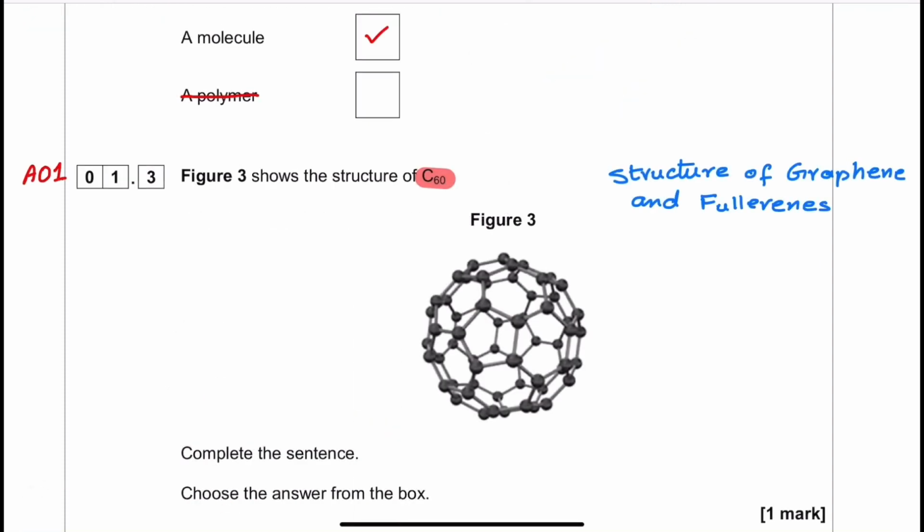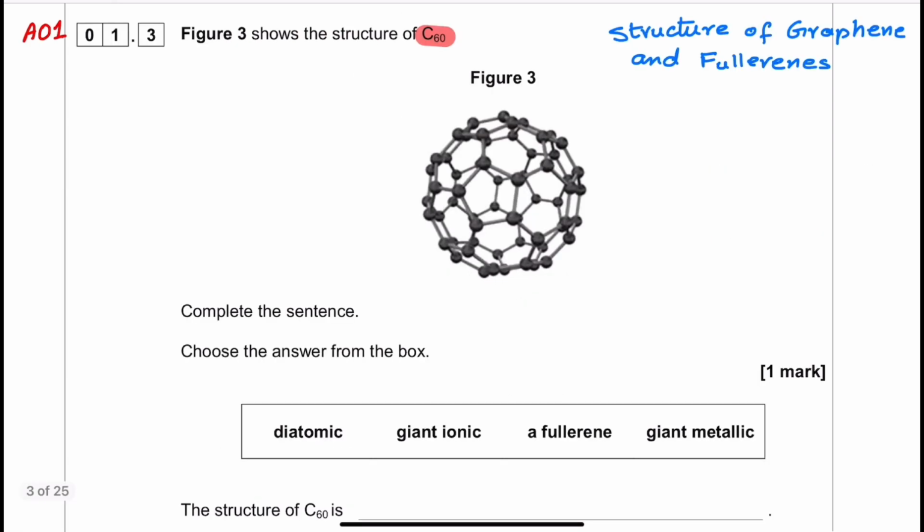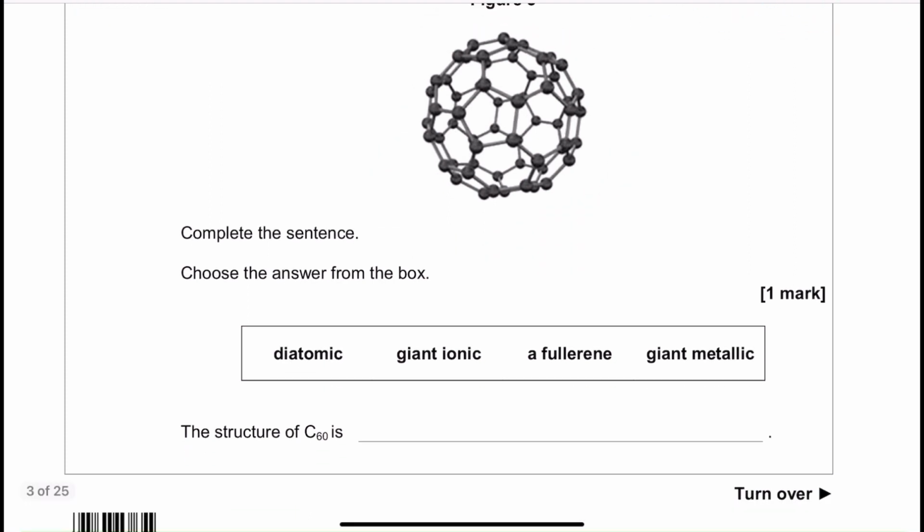Question number 1.3. It is an AO1 question. Figure number 3 shows the structure of carbon C60. This question is from graphene and fullerene. So this is a structure in which the particles are present here, which are highlighted. They are carbon atoms, and it is a hollow ball structure. If you look at the question, complete the sentence, choose the answer from the box.